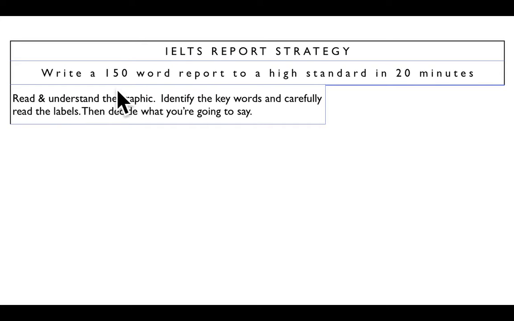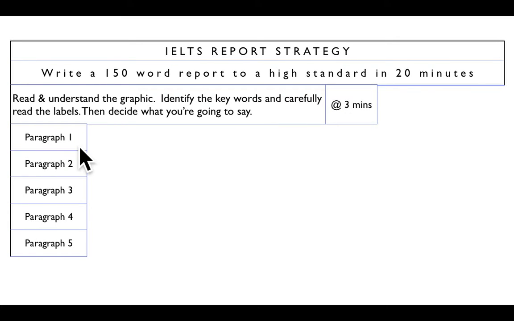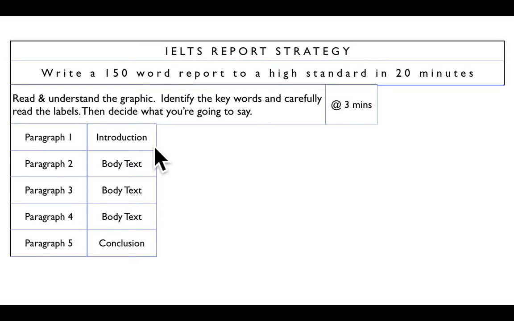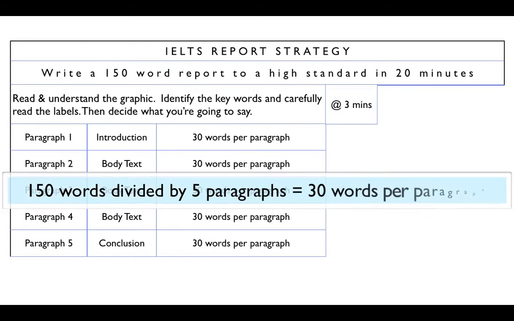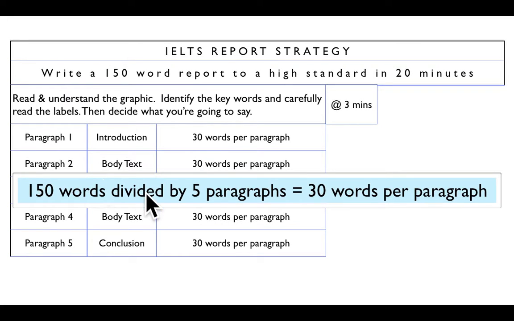So you need to read and understand the graphic, identify the key words, and carefully read the labels, and then decide what you're going to say. You need about 3 minutes to do this. So you need to write 5 paragraphs, including an introduction, 3 body texts, and a conclusion, of about 30 words per paragraph. Why? Well, 150 divided by 5 gives you 30 words per paragraph.